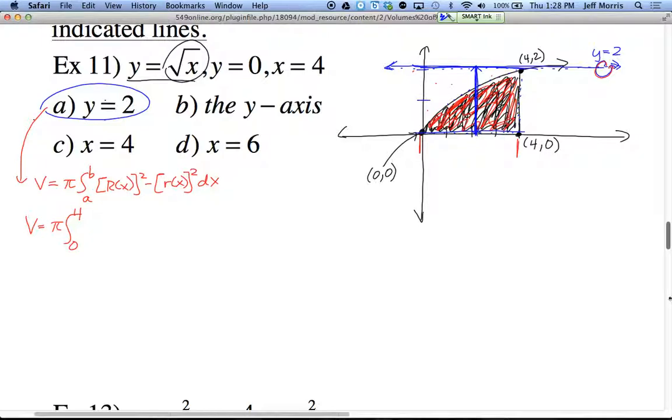And it's obvious that over the whole thing here, you can see the radius is always going to be 2. So we're going to take basically the whole cylinder. So outer radius there would be r of x is going to be 2 minus 0, which is just going to be 2. Now we'll go to the inner radius.